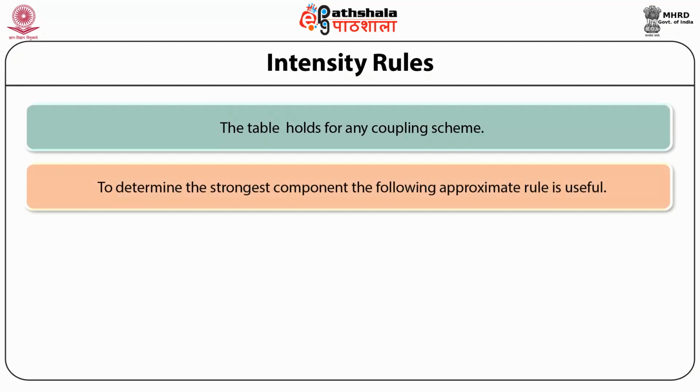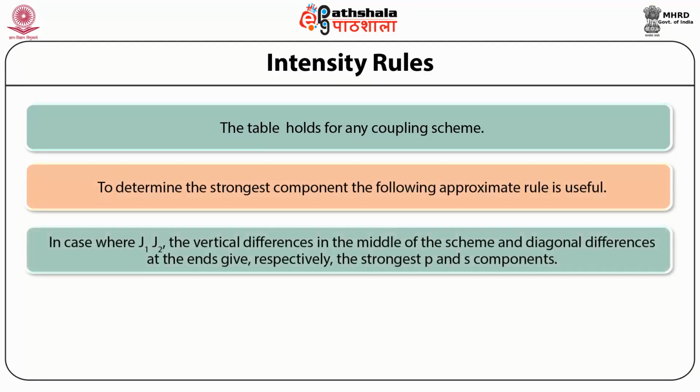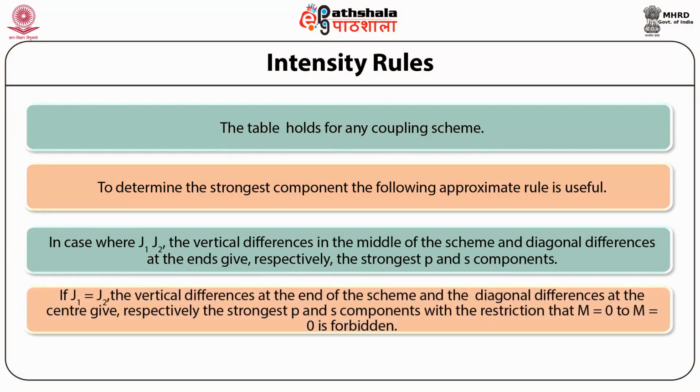To determine the strongest component, the following approximate rule is useful. In the case where J1 is not equal to J2, the vertical differences in the middle of the scheme and the diagonal differences at the ends give respectively the strongest P and S components. If J1 is equal to J2, the vertical differences at the ends of the scheme and the diagonal differences at the center give respectively the strongest P and S components, with the restriction that M equal to 0 to M equal to 0 is forbidden.